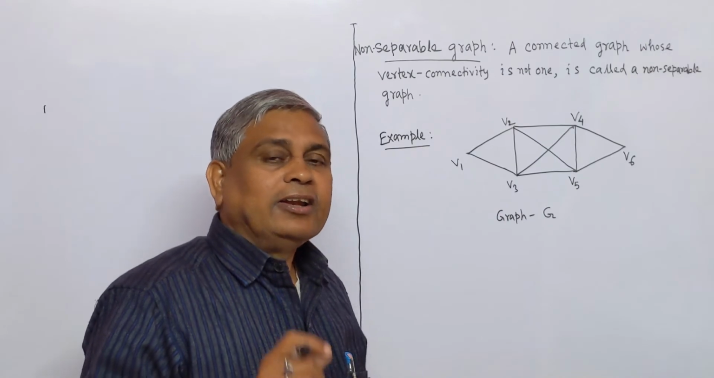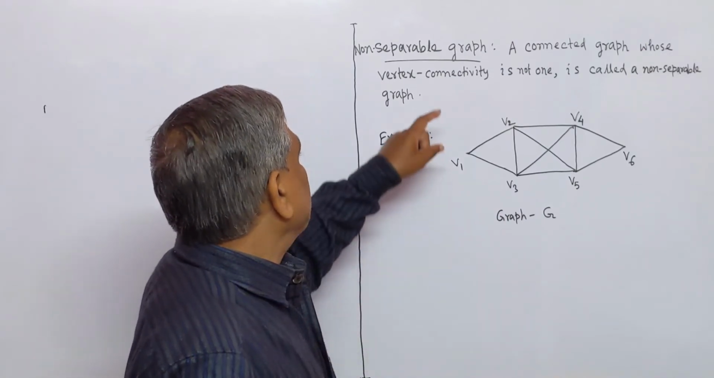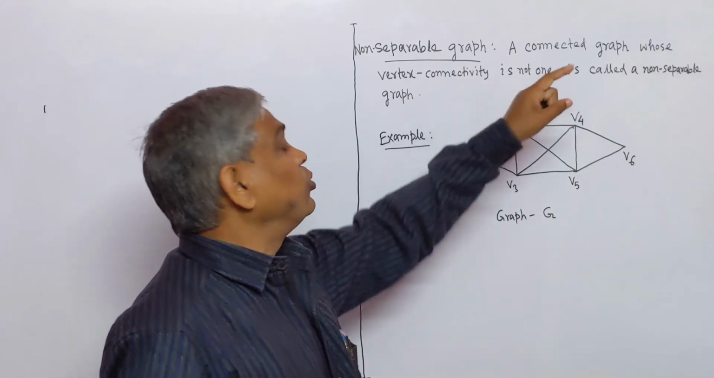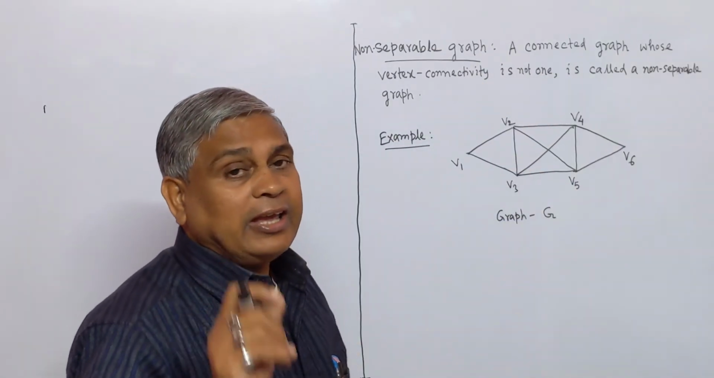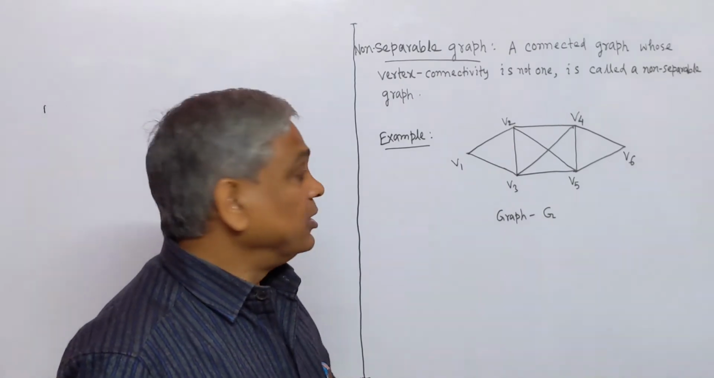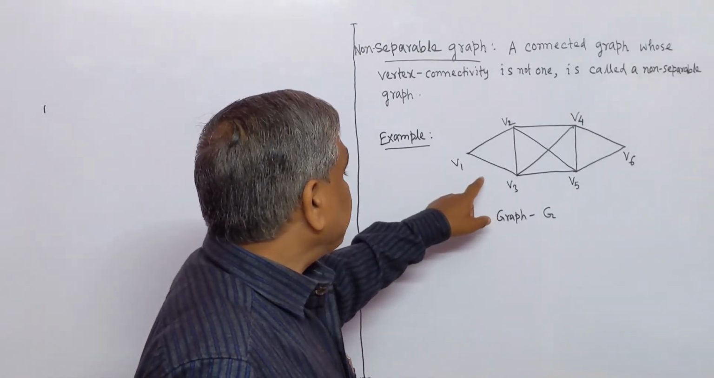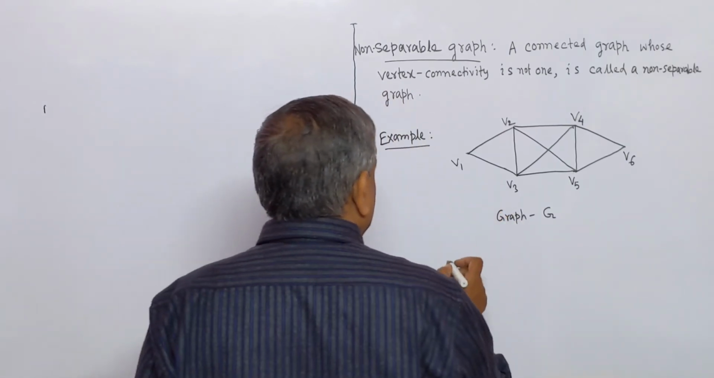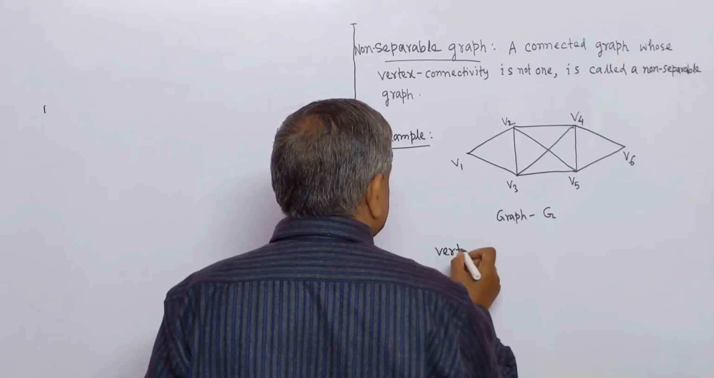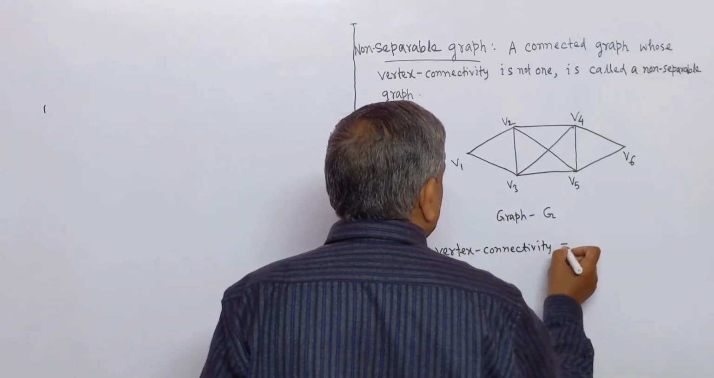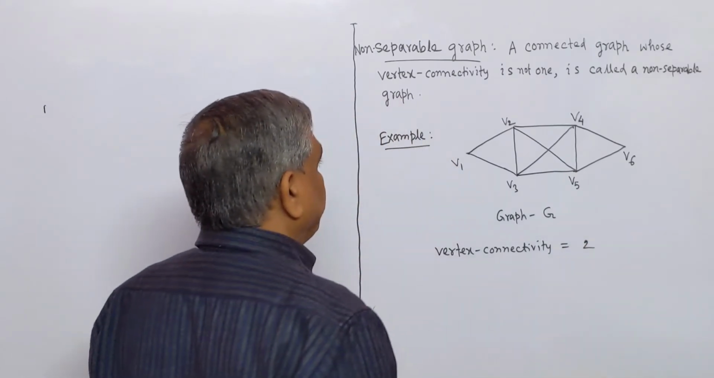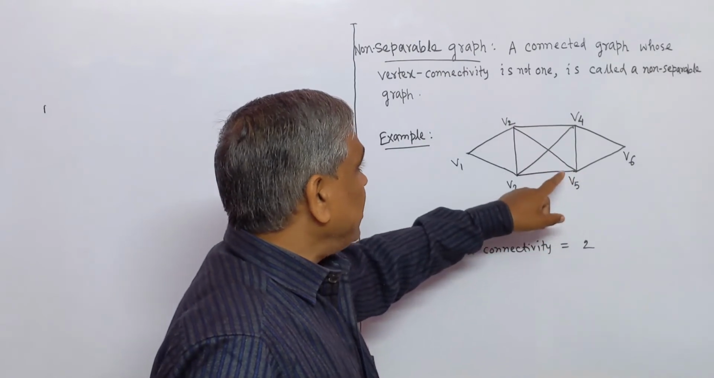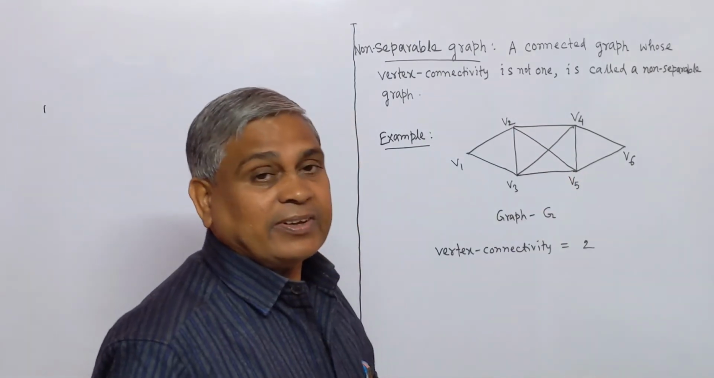Now we define non-separable graph. A connected graph whose vertex connectivity is not 1 is called a non-separable graph. Here we have an example. This is a graph G. Its vertex connectivity equal to 2. Therefore, 2 is not equal to 1. Hence, this graph is a non-separable graph.